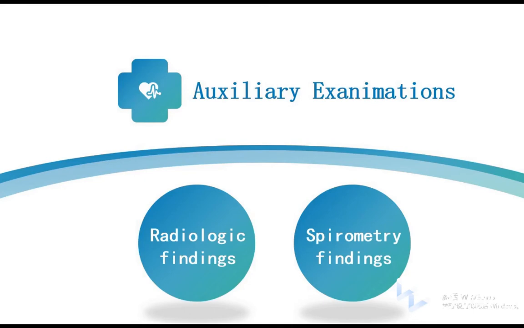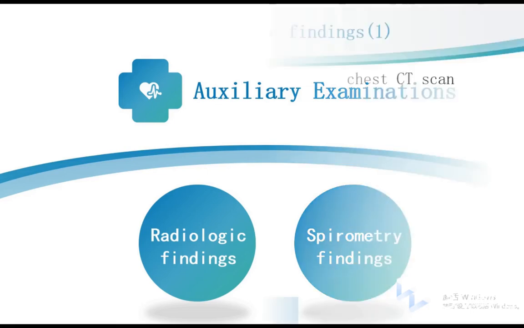And that's the signs. Okay, let's move to the auxiliary examinations. Once we collect the information of the symptoms and signs during the inquisitions and physical examinations, there will be a suspected diagnosis. And next, we need to arrange some auxiliary examinations to confirm the initial diagnosis and to evaluate the severity of the disease. Let's move to the radiologic examinations firstly.